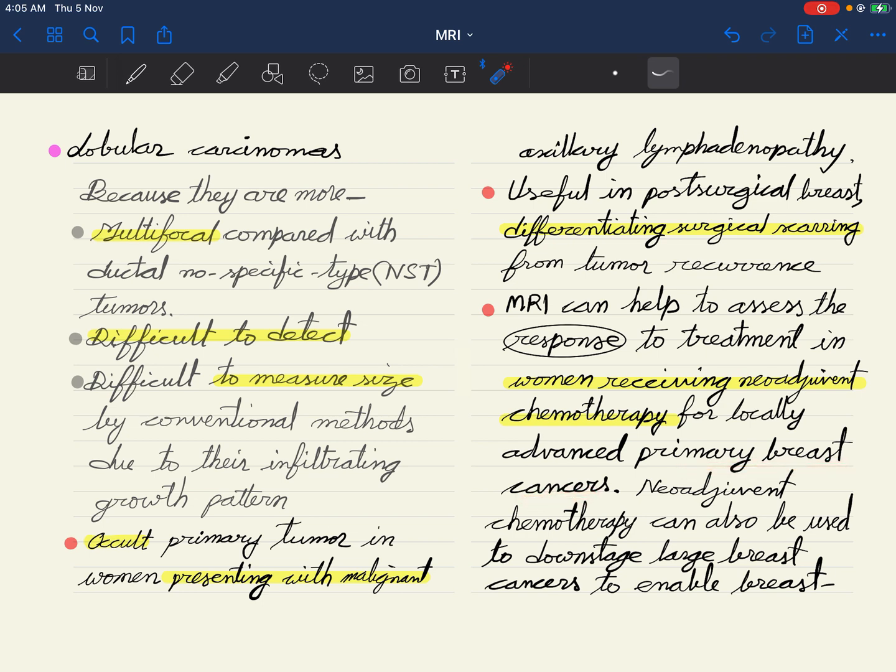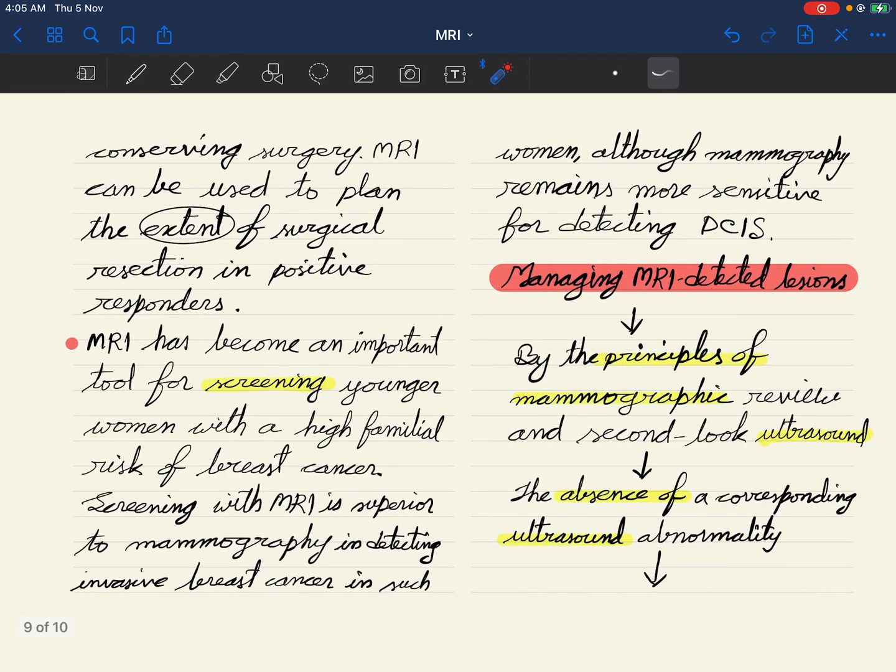Neoadjuvant chemotherapy can also be used to downstage larger lesions, and MRI can be used to plan the extent of surgical resection in positive responders to neoadjuvant chemotherapy. We can plan the extent of surgical resection so that ultimately we can plan for a breast conserving surgery.